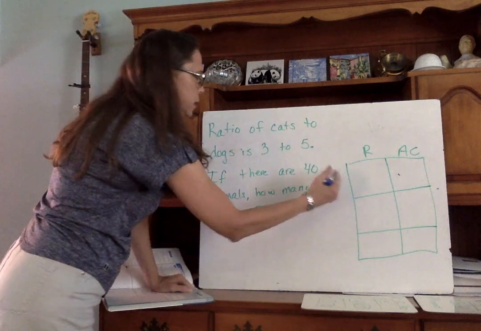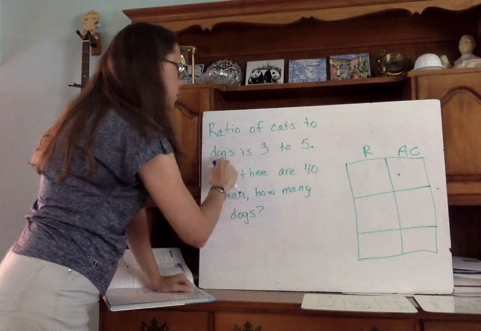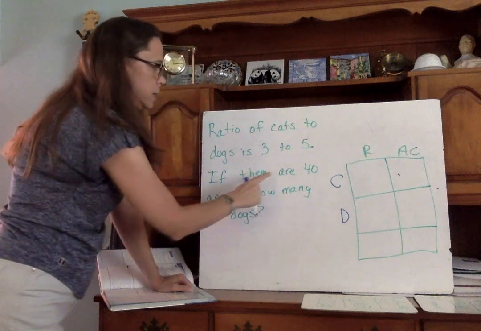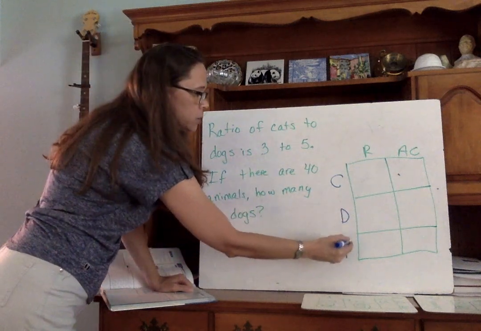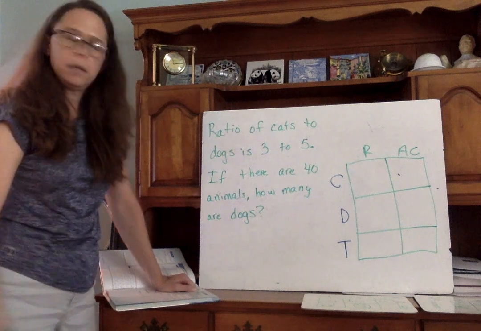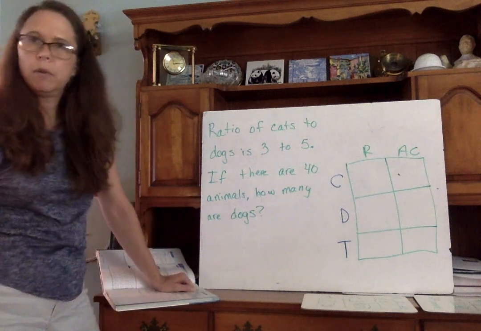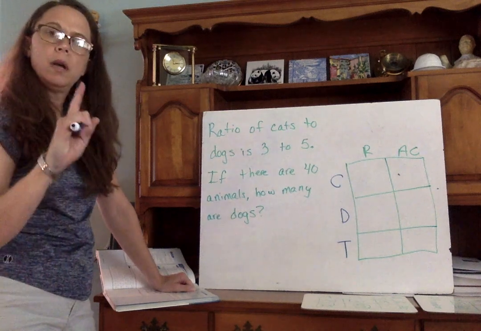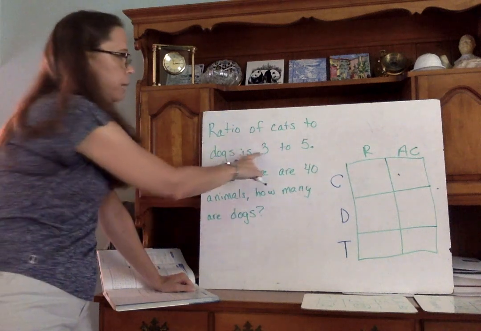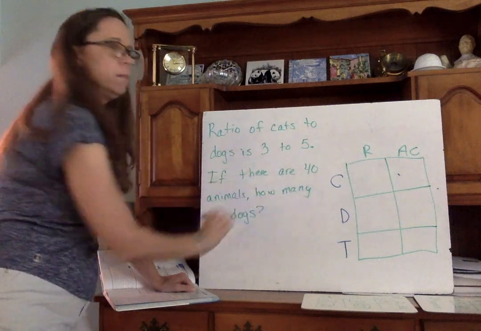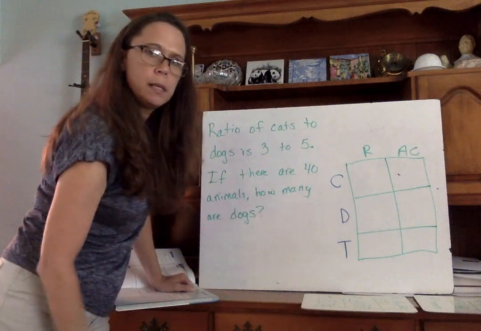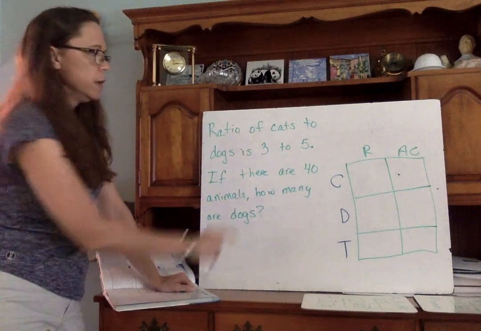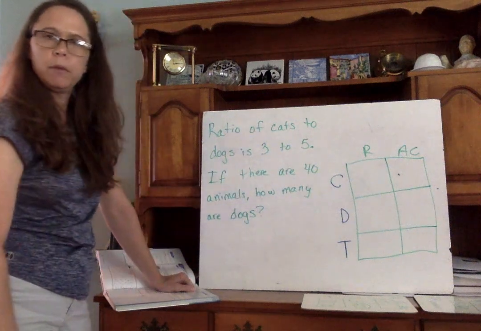You should have done cats first, cats to dogs, and it says here how many animals, so we know we're going to need to have a total category because they've combined the cats and the dogs to give us the number of animals. Now, I want you to pause the video again and put the information they give us in the problem in the appropriate places in our ratio box.